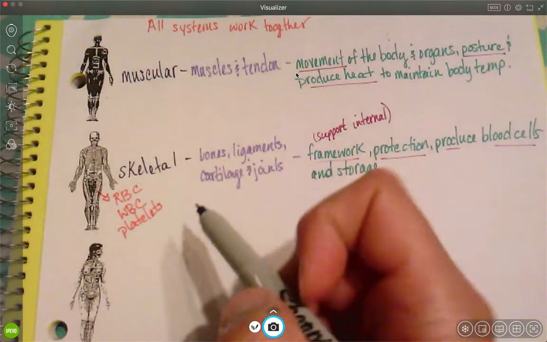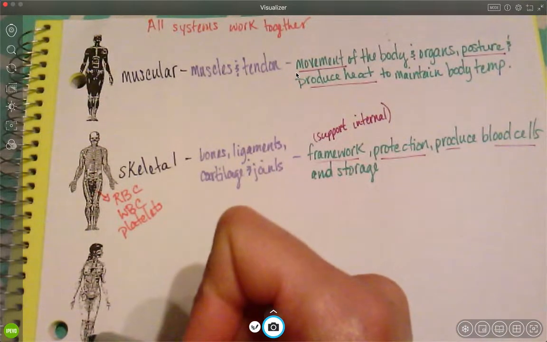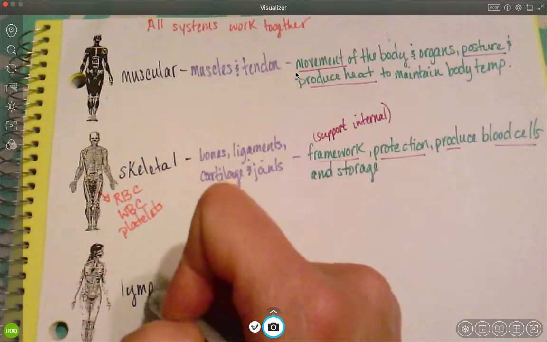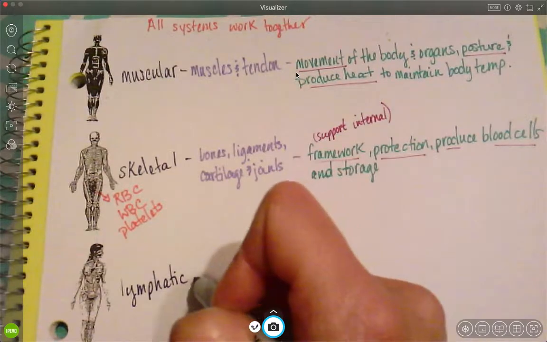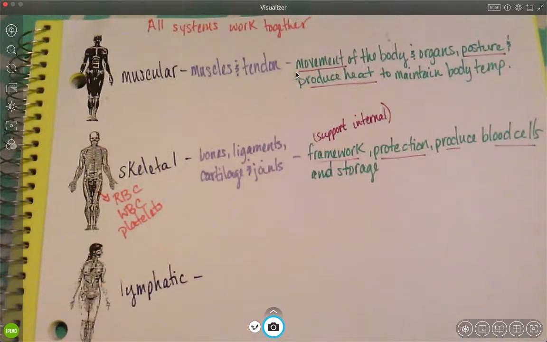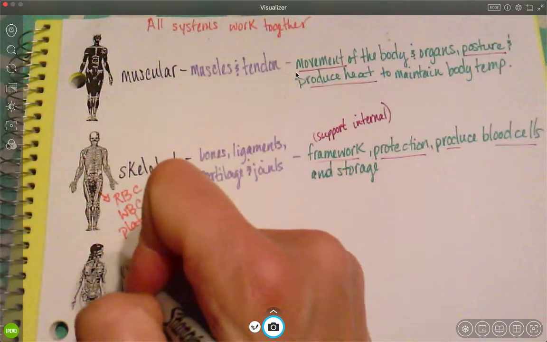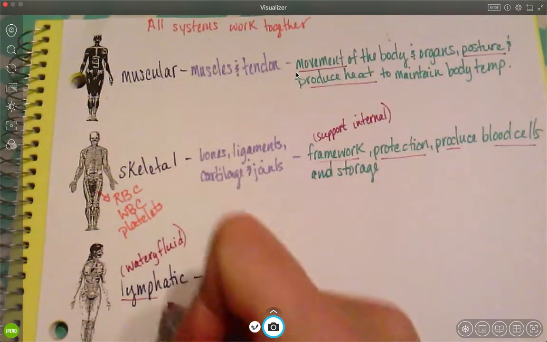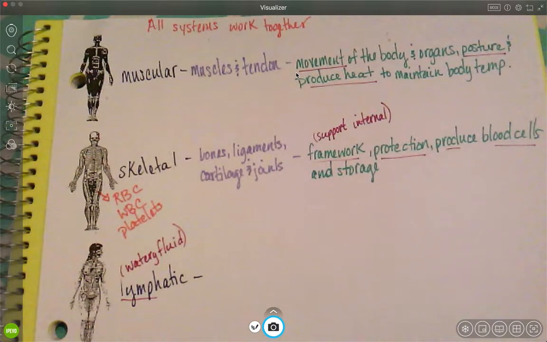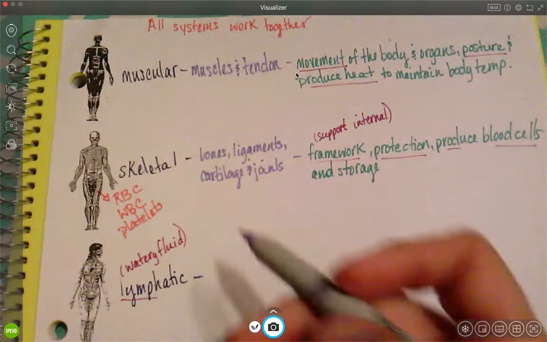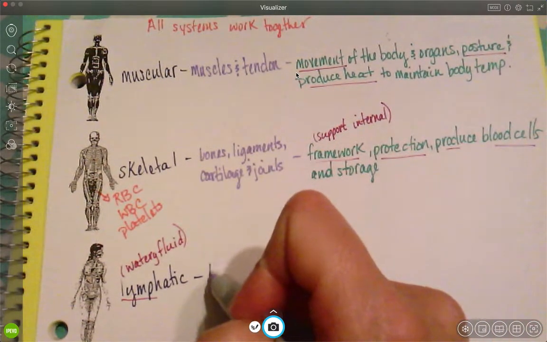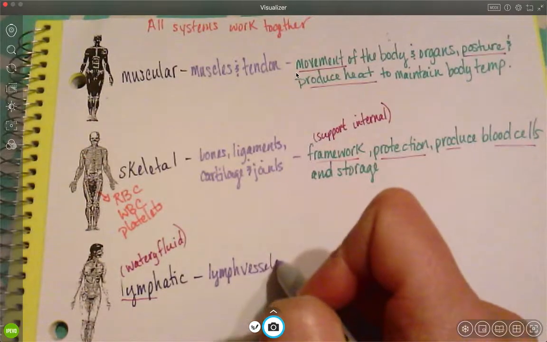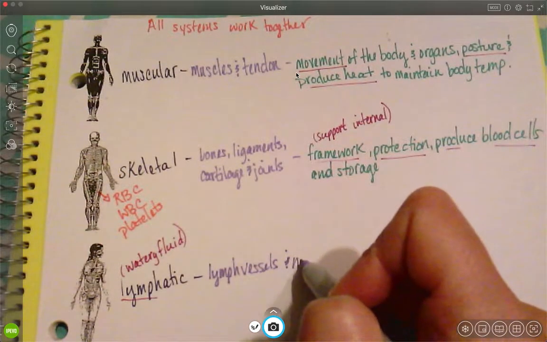The next system is our lymphatic system. So this is showing lymph nodes all throughout the body. So remember, we did lymph is watery fluid, med term. So lymph is watery fluid. So what are the parts of my lymphatic system? So we have my lymph vessels and nodes.